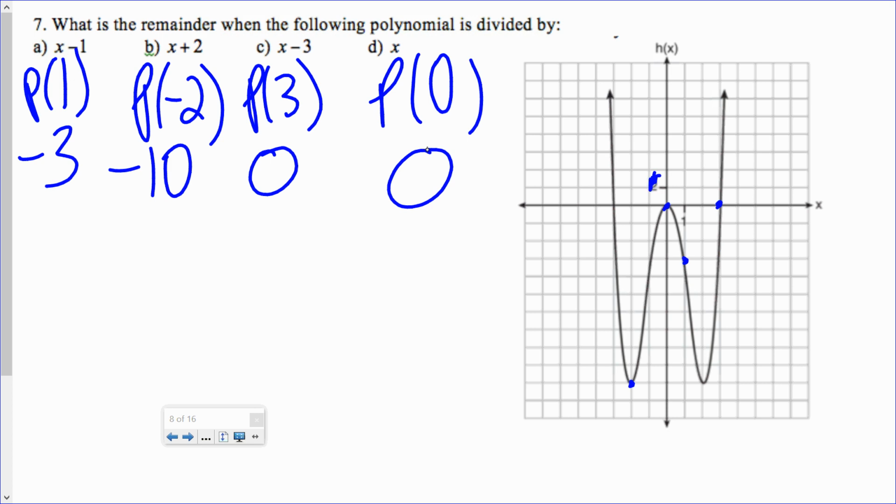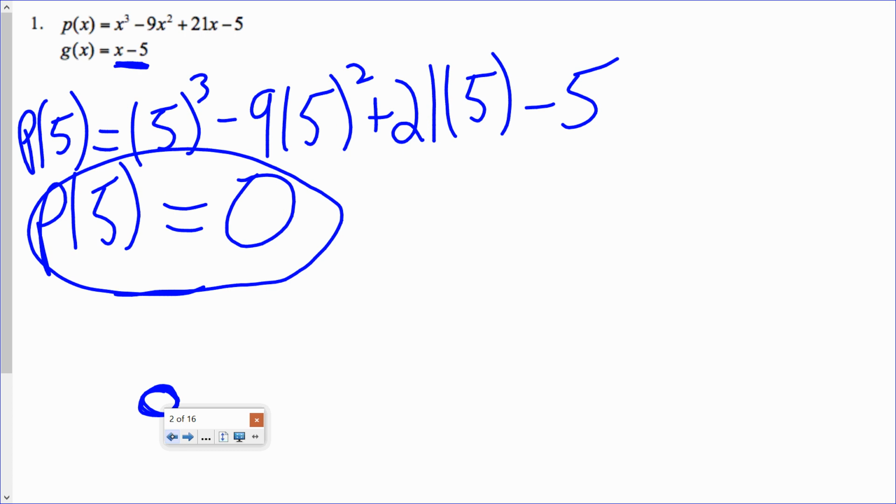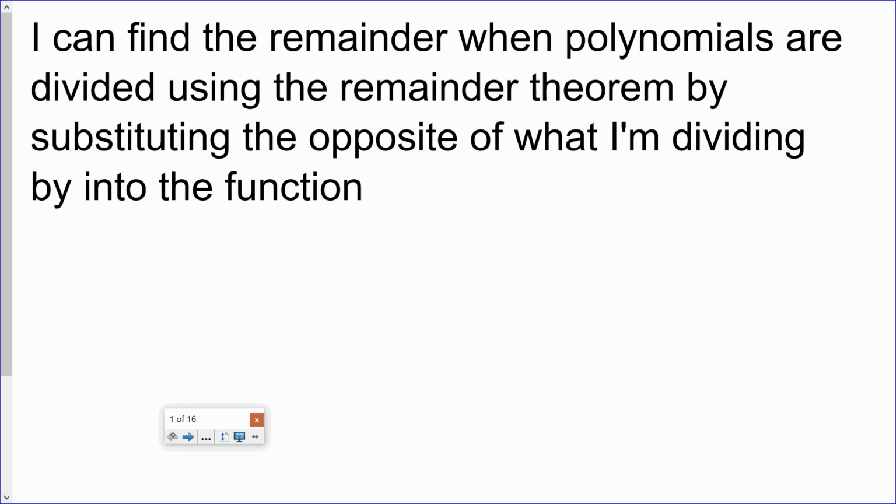So to find the remainder, you're substituting the opposite of what you're dividing by into the function. If you're doing it graphically, you're finding the corresponding y value for each of those x values. If you're doing it algebraically, you're just substituting that value into the function. And again, it will be easier if you use your storing function in your calculator. Your classwork/homework is to finish remainder theorem, and then the next lesson is going to build on remainder theorem.